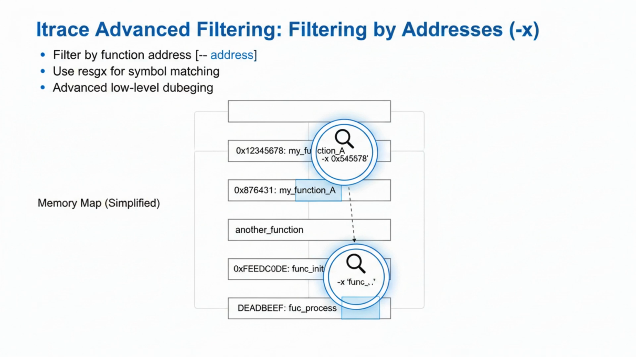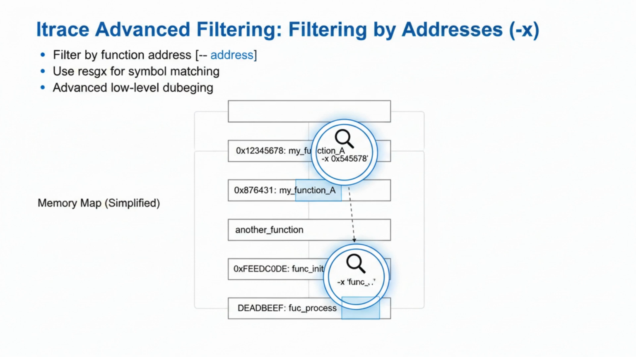For highly specialized debugging scenarios, ltrace provides the -x option to filter library calls by their memory address or by a regular expression matching their symbol name. This is particularly useful in situations where you might have multiple functions with similar names across different libraries, or when you're examining custom library functions.